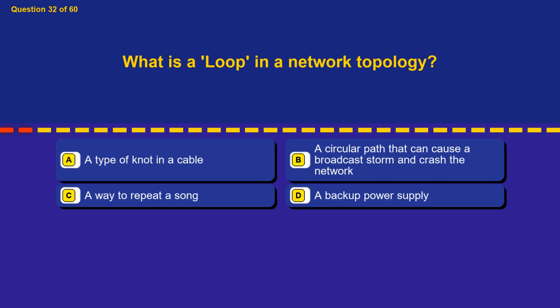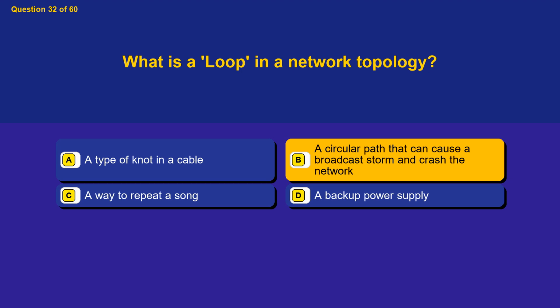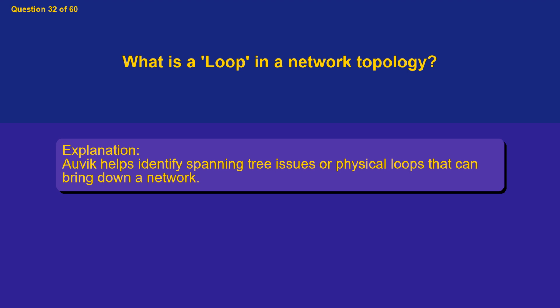Question 32. What is a loop in a network topology? Option A, a type of knot in a cable. Option B, a circular path that can cause a broadcast storm and crash the network. Option C, a way to repeat a song. Option D, a backup power supply. The correct answer is option B, a circular path that can cause a broadcast storm and crash the network. Auvik helps identify spanning tree issues or physical loops that can bring down a network.